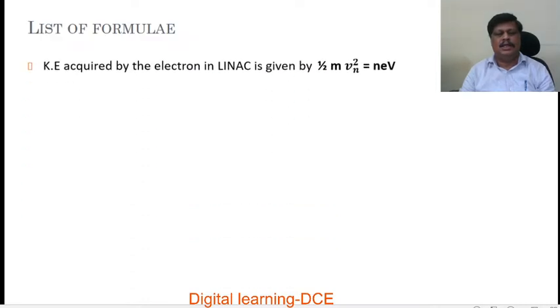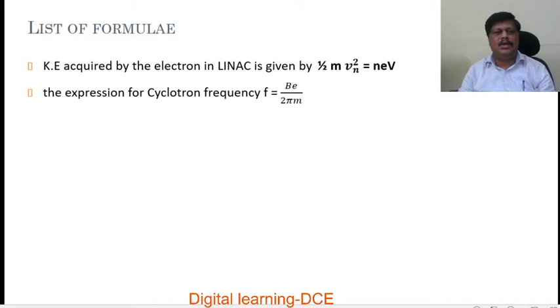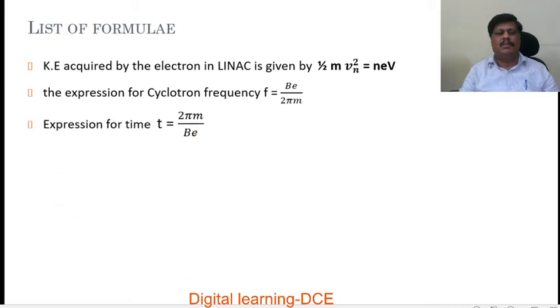So let us know some of the formulae which come in particle accelerators. We know that kinetic energy acquired by the electron in a linear accelerator is given by half mv square is equal to NeV. The expression for cyclotron frequency is f is equal to Be by 2 pi m, where B is the magnetic field applied, e is the charge on the proton, and m is the mass of the proton. And the expression for time is the reciprocal of the frequency, so T is equal to 1 by f, therefore 2 pi m over Be.